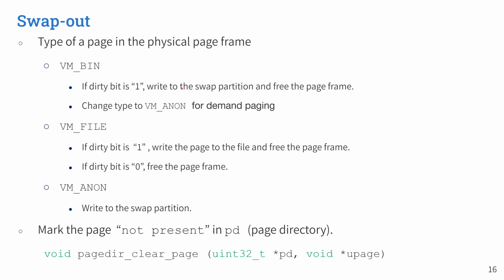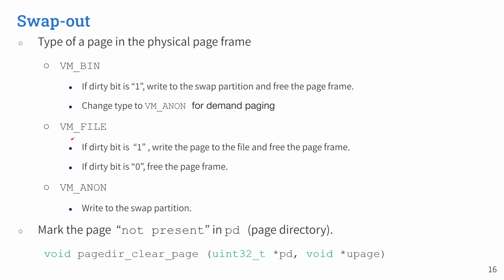So you should do different things according to the type of the page. There is a binary page, a file page, and an anonymous page. For the binary page, if the dirty bit is 1, you should write it to the swap partition and free the page frame. This means the code of the process was actually changed by the user. So for swapping in, you should change the type to VM anonymous page, or demand page. Otherwise, if you don't change the type to VM anonymous, the demand paging will just bring the unchanged code from the file system or disk.